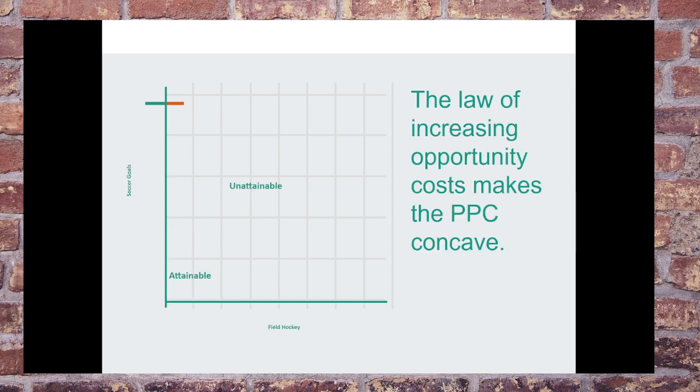Everything from the line and inside is attainable. So it's the law of increasing opportunity cost that makes that curve concave. Inside the curve, attainable. Outside the curve is unattainable. How could we get to the unattainable? We would have to figure out a way to maybe change technology, which is fixed at this point. So something has to change that we were already holding constant.